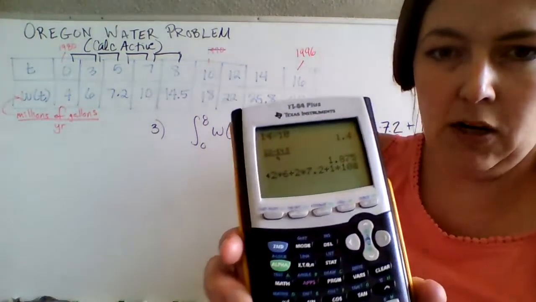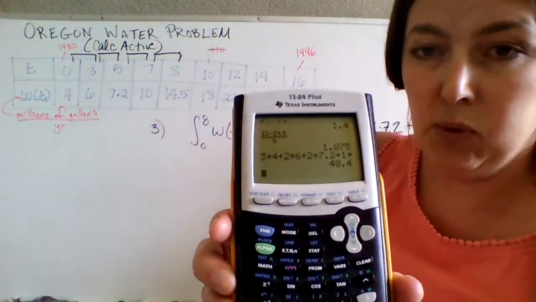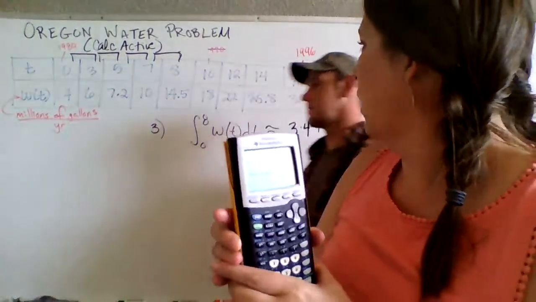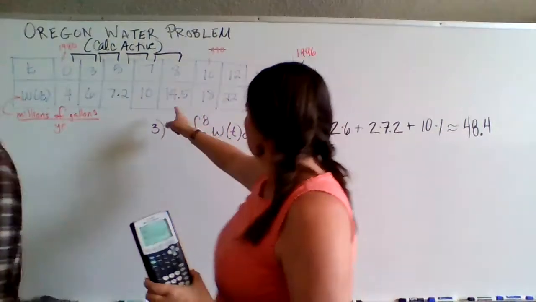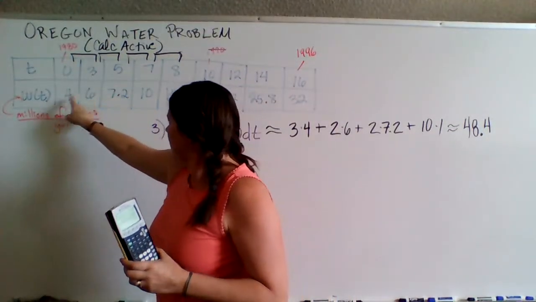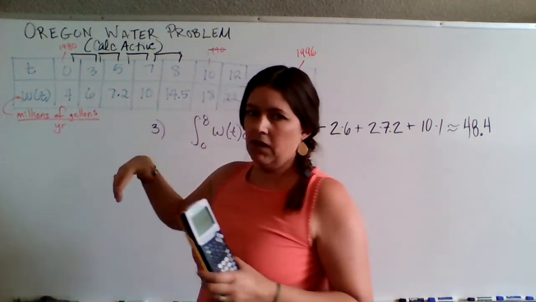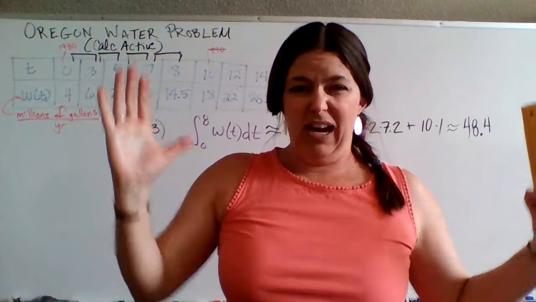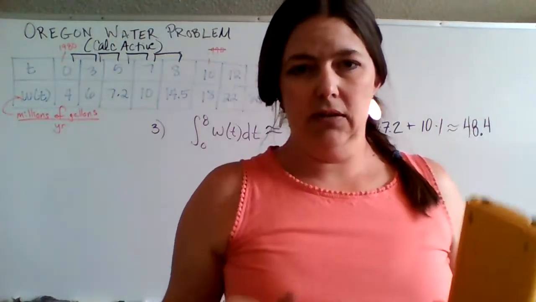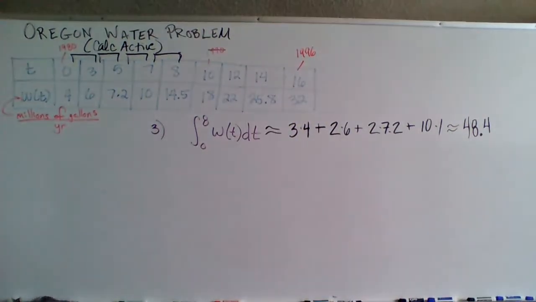So are you multiplying and are you adding? You should get 48.4. If we were doing RRAM, you would have done this guy, this guy, this guy, this guy, and left the 4 off. If you're doing LRAM, this guy, this guy, this guy, this guy, leave the 14.5 off. If you were doing MRAM, you would have had to have equal intervals and known the middle values of the function.